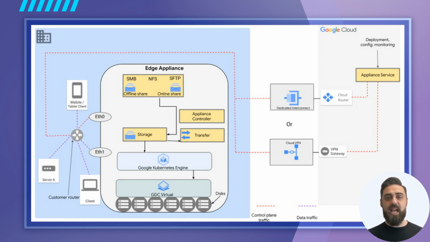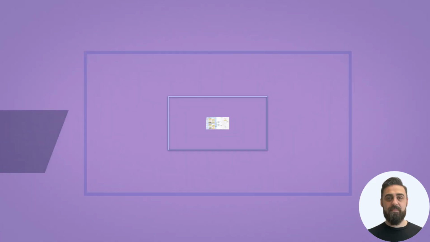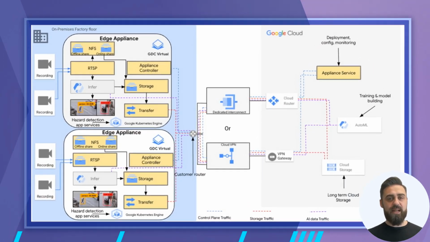Now that we've discussed how Google Cloud Edge Appliance works, let's take a look at some of the industry use cases where it can be particularly effective. In manufacturing environments, Google Distributed Cloud Edge Appliance can be used to detect hazards or manufacturing defects in real time. The reference architecture shows a hazard detection solution running off a Google Distributed Cloud Edge Appliance on a factory floor.